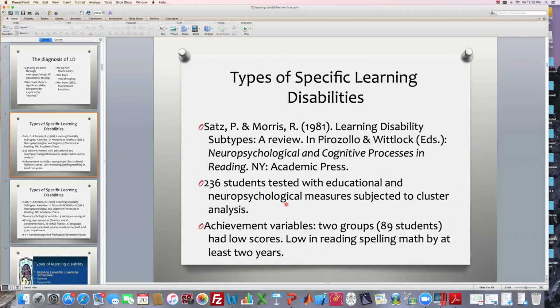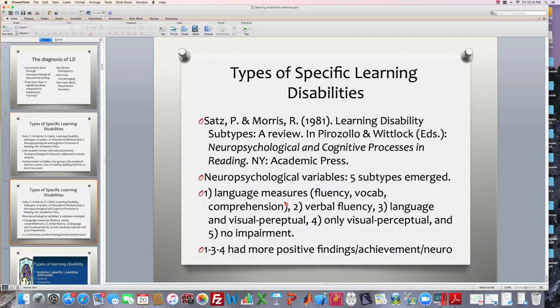Achievement variables were put into two groups made up of 89 students out of the 236 that had very low scores. And those two groups were low in reading, spelling, and math by at least 2 years. So that was their discrepancy that they found at that time, or their delay. Neuropsychological variables based on the cluster analysis grouped into 5 different subtypes.